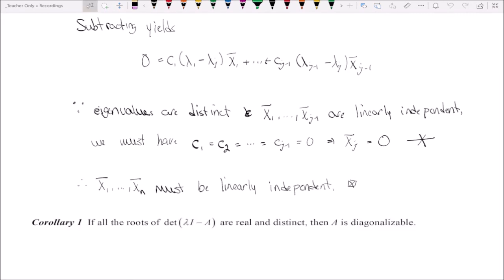A direct corollary of both Theorem 2 and Theorem 3 combined is that if all the roots of the determinant of lambda I minus A are real and distinct, then A is diagonalizable.